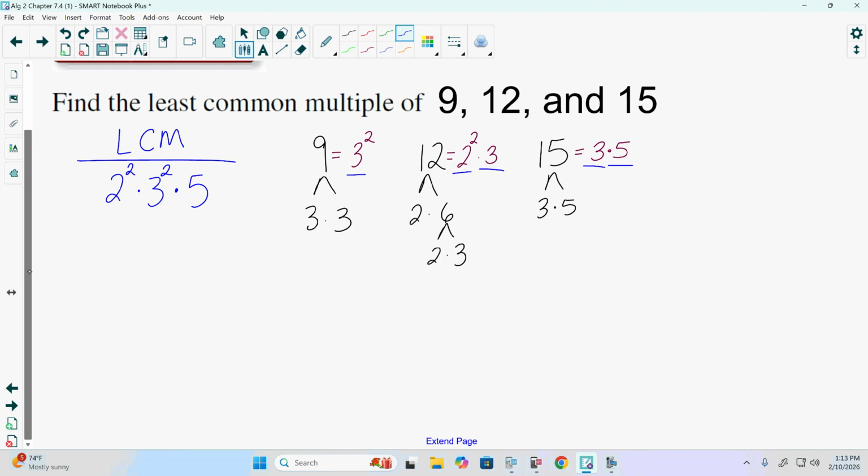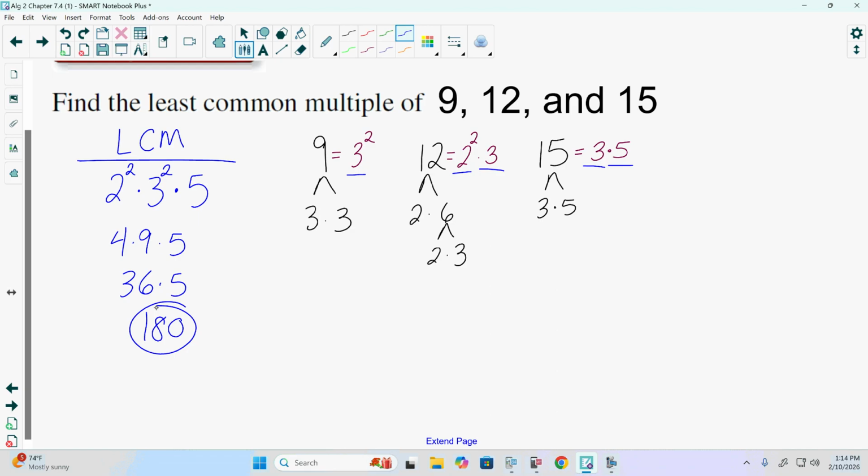Now what do we need to do? Multiply these together, yes? And realistically, at this point, we'd grab a calculator, tell it 2 squared times 3 squared times 5. 2 squared is 4. 3 squared is 9. 5. 4 times 9 is 36, and 36 times 5 is 180. Telling us that the least common multiple is 180. Questions on this here?